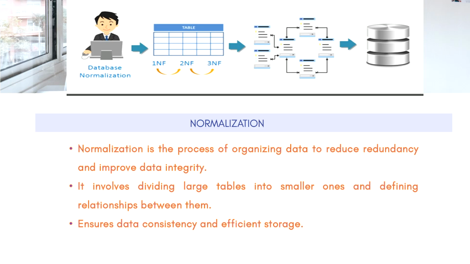In normalization, we divide the large table into smaller tables and define clear relationships between them. For example, rather than storing student and department details repeatedly in the same table, we separate them into different tables and link them using keys. This ensures data consistency, avoids anomalies, and allows for efficient storage and maintenance. So what is meant by data anomaly? It is the inconsistency in retrieving the data from the database, which is called data anomaly.